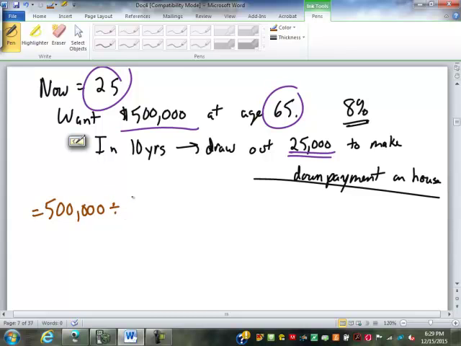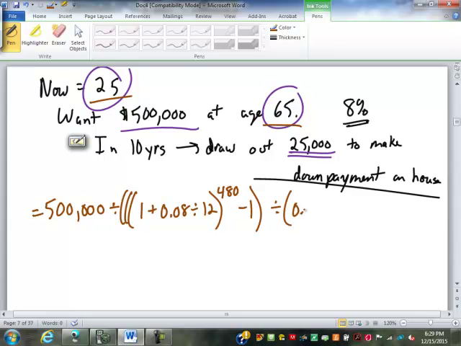So it's 500,000 divided by 1, 2, 3, 1 plus 0.08 divided by 12. 25 to 65 is 40 years. So 40 times 12 is 480 months. Minus 1, close parentheses, divided by open parentheses, 0.08 divided by 12, close and close. So let's figure that out first.